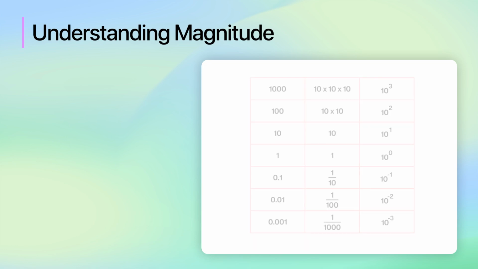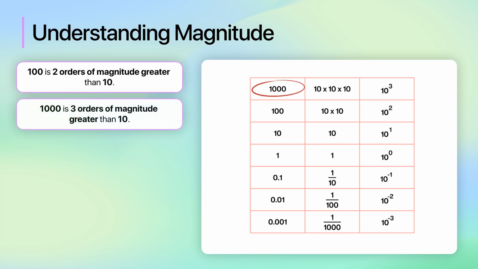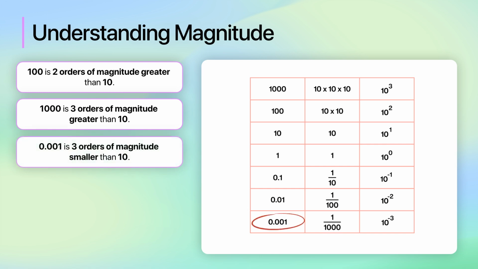Let's take a look at some common orders of magnitude. 100 is 2 orders of magnitude greater than 10, because 100 equals 10 to the power of 2. 1000 is 3 orders of magnitude greater than 10, because 1000 equals 10 to the power of 3. 0.001 is 3 orders of magnitude smaller than 10, because 0.001 equals 10 to the power of minus 3. In cell biology, orders of magnitude help us to compare the sizes of various cells and subcellular structures in a clear and concise manner, and is used as part of the standard form notation.